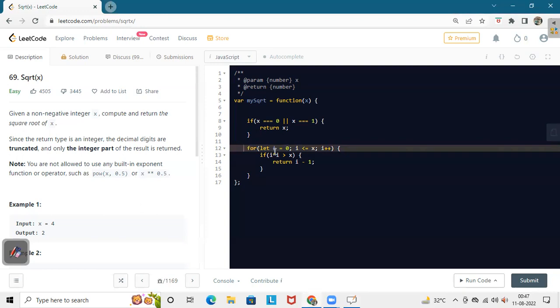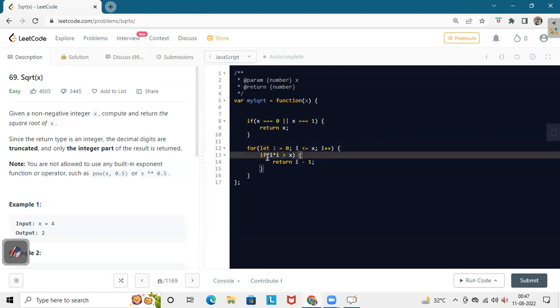From i equal to 0, our iterator will go till x and increment by 1, and we are checking whether i multiplied by i, which is the square of the i value, is greater than x at any point. If i times i is greater than x, then it will return i minus 1, and this is our square root.